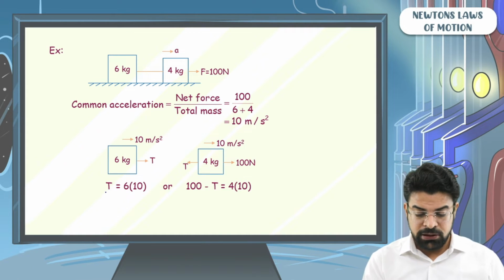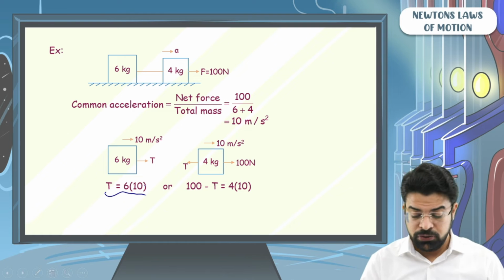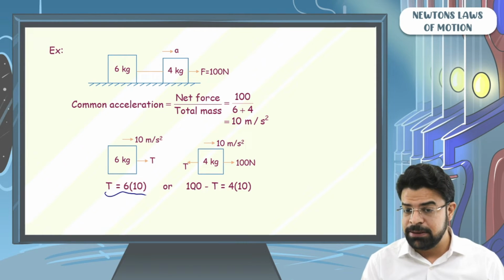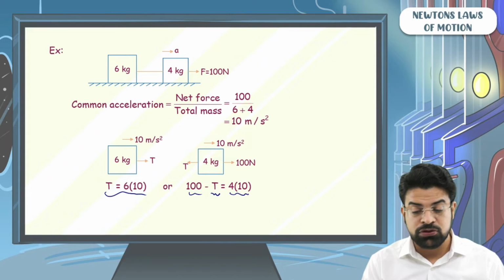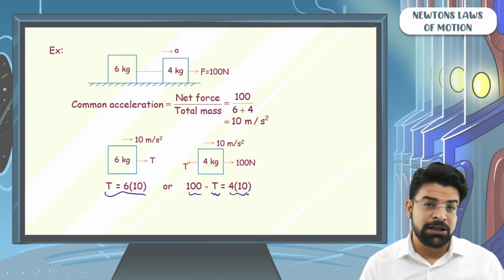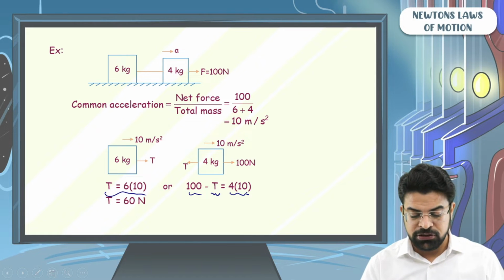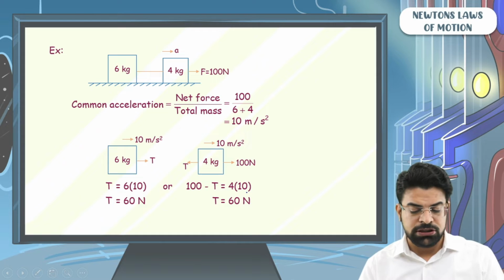So from here we directly get T equals 60 Newton, and from here also we get the same result: 100 minus T equals 40. So T has to be 100 minus 40, that is 60 Newton. So we get tension equals 60 Newton.